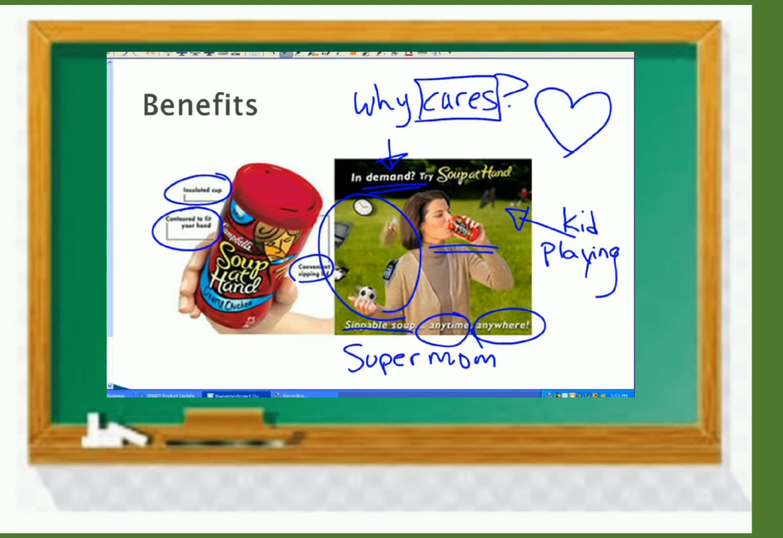So as you can see in this slide, we have here a Campbell's soup can. As you can see, we have a sealed cup contoured to the hand, and it is a sippable cup. So this is what you get from your money in buying this product. These are the features of the product, not the benefits that I can get from the product.